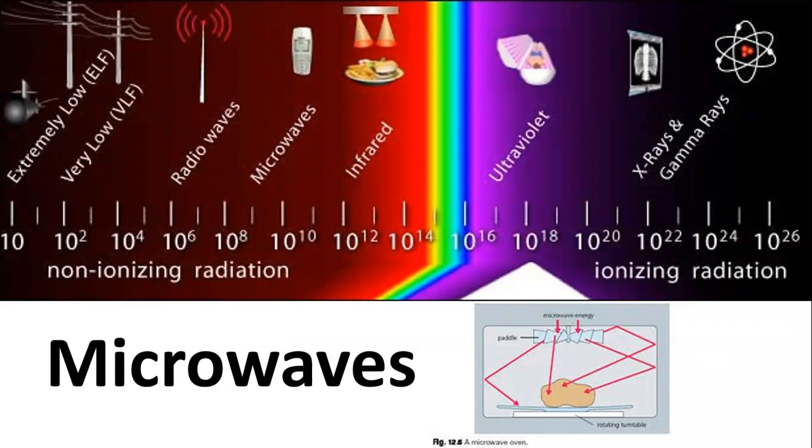Find the microwave in the picture here. It's located somewhere between 10 to the 8th and 10 to the 10th. It is part of the non-ionizing radiation and is located between radio waves and infrared.